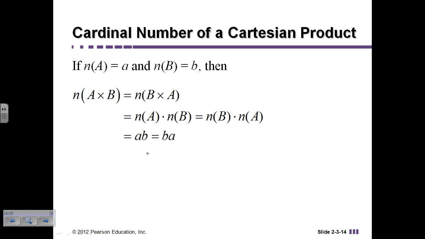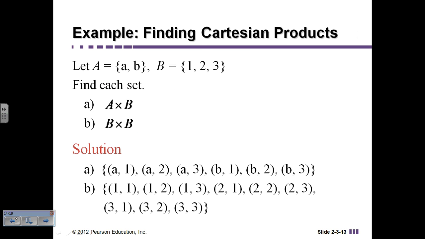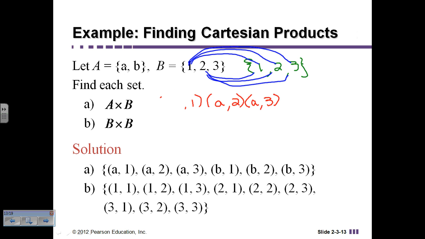So if I had, for example, going back to that problem, 2 elements in the first set and 3 elements in the second set, the cardinal number of A was 2 and the cardinal number of B was 3. 2 times 3 is 6, and there were 6 elements in that set. Whereas on this one, the cardinal number of B was 3 and the cardinal number of B was 3. 3 times 3 is 9, and I had 9 elements in that set.